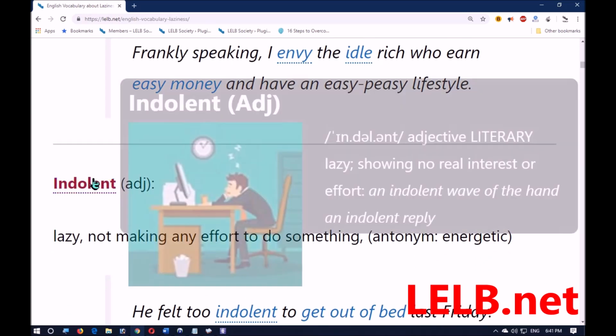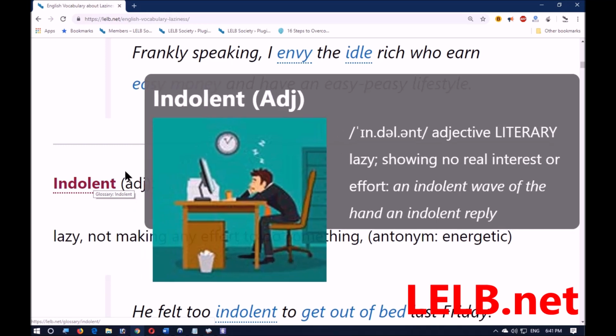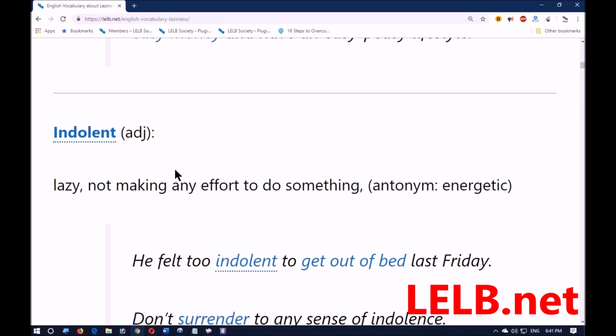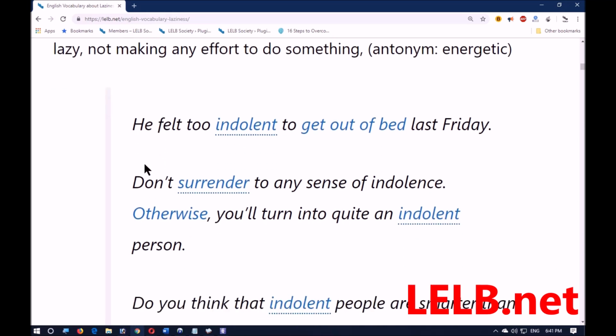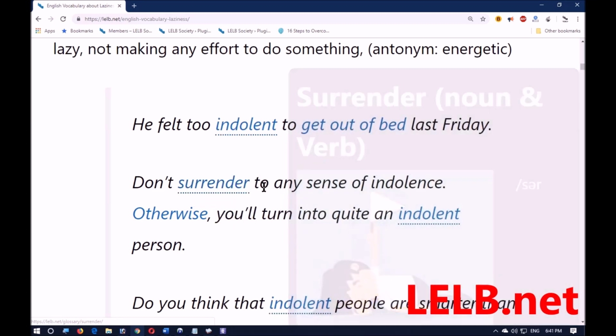Indolent means showing no real interest or effort, laziness. Lazy, not making any effort to do something. The opposite is energetic. He felt too indolent to get out of bed last Friday. Don't surrender. Surrender means to stop fighting and admit defeat. Capitulate, give in. These are some other synonyms.